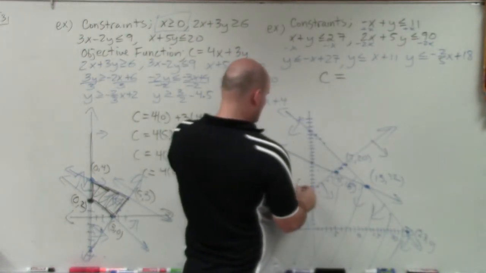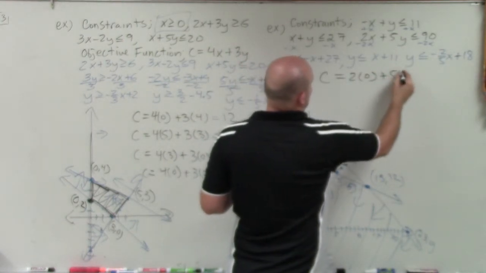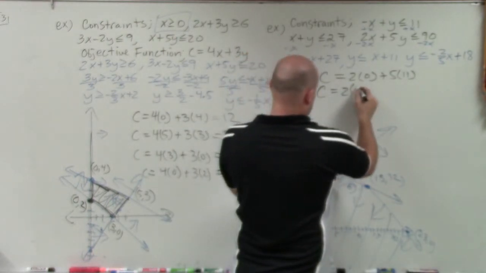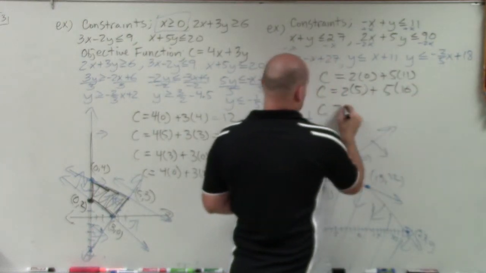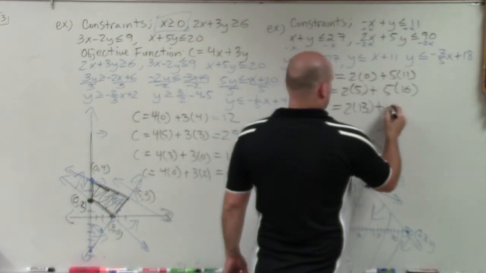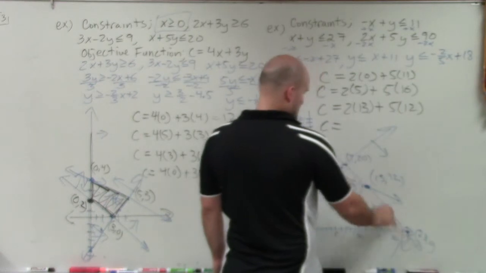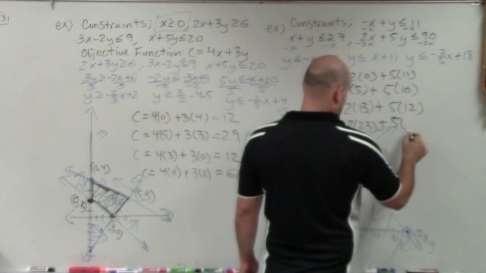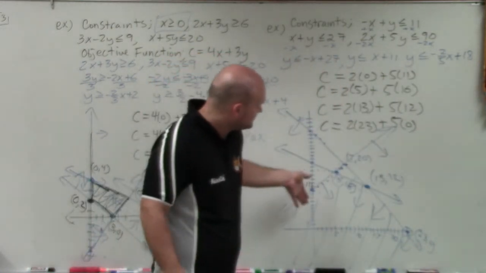So this one is (0, 11). So I have 2 times 0 plus 5 times 11. Then I have 2 times 5 plus 5 times 16. My next point is 2 times 13 plus 5 times 12. And my last one is 2 times 23 plus 5 times 0. OK? Now, the problem is, let's go through this.